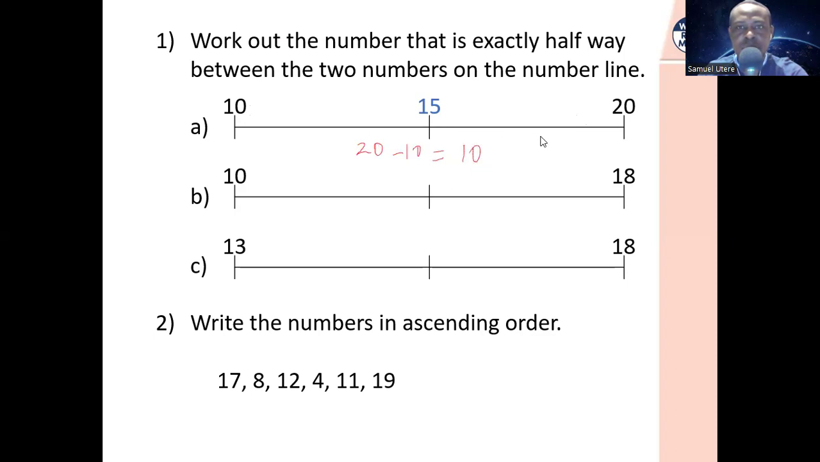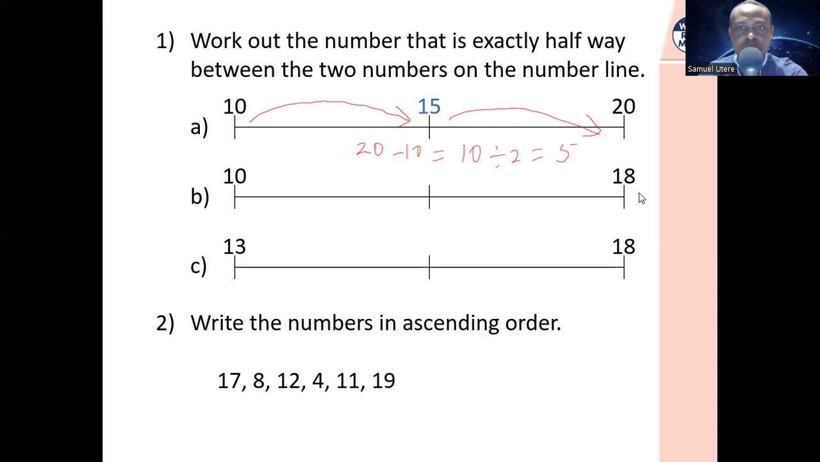Now we have two intervals. So we have to divide 10 by 2 to give us 5. So it means the distance for each interval is 5. So the halfway has to be 10 add 5, which is 15.